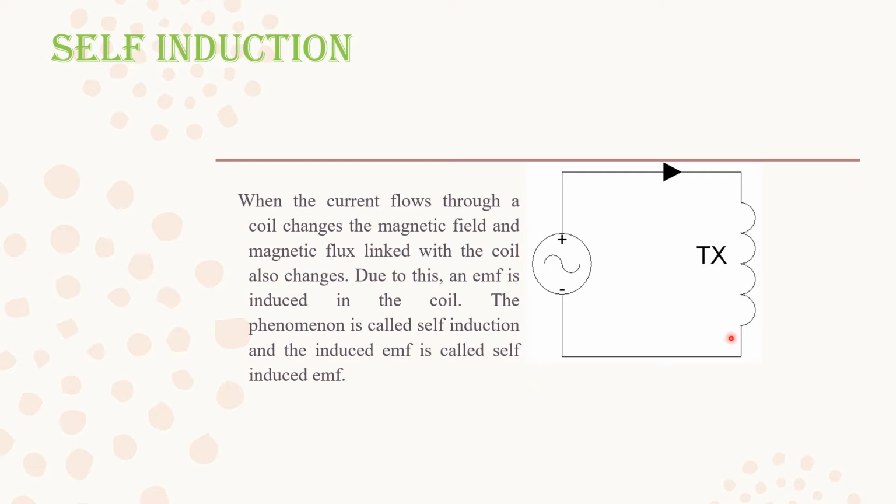Here we can observe a coil, and through this coil AC current is flowing. When the current flows through this coil, it changes the magnetic field through this coil, and hence the magnetic flux linked with the coil also changes. Due to this, an EMF is induced in the coil. This phenomenon is called self-induction and the induced EMF is called self-induced EMF.